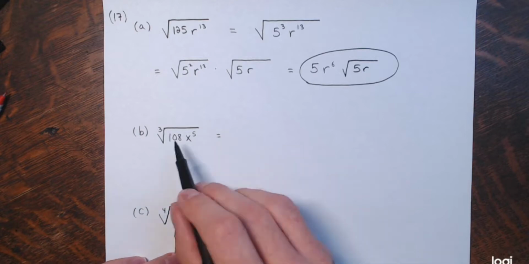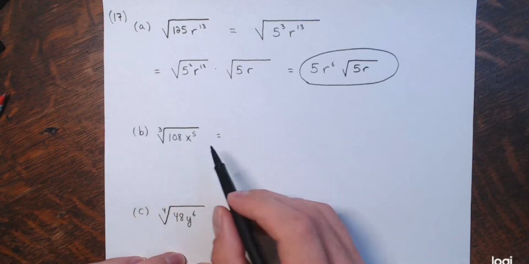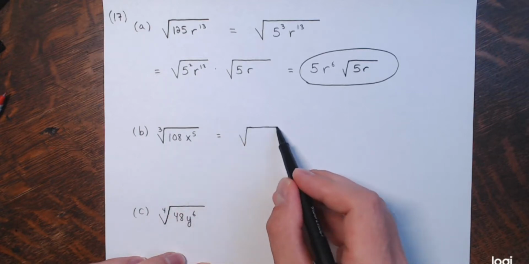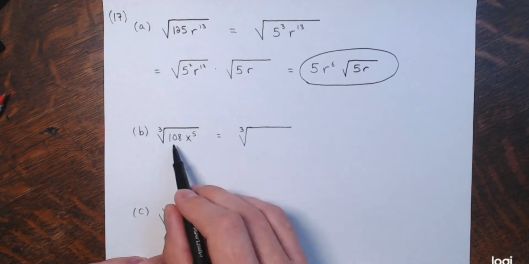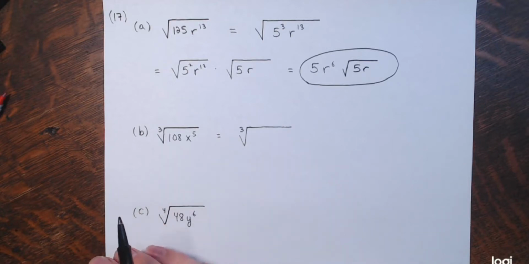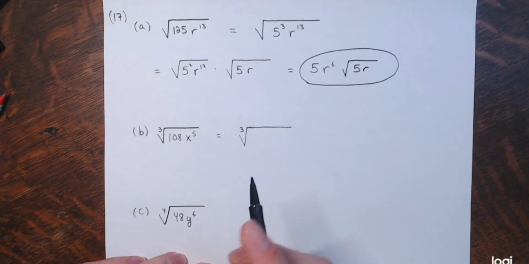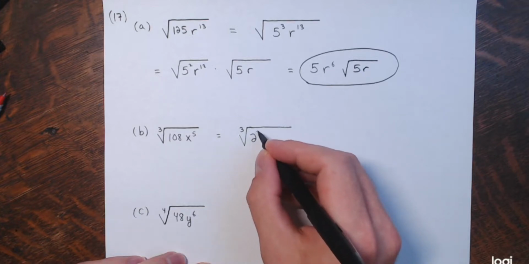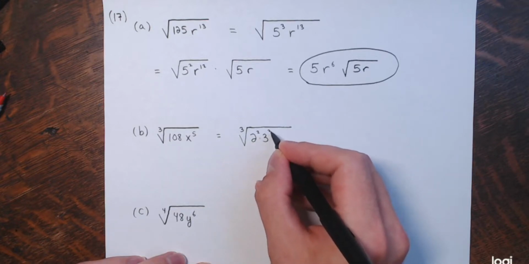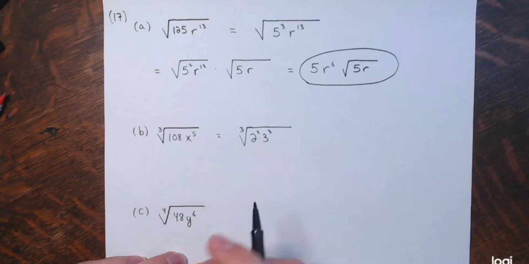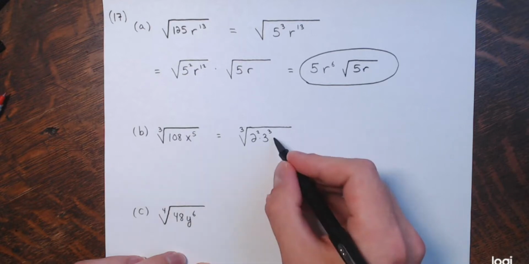We have the cube root of 108 x to the 5th. So just like the others, breaking the radicand up first, factoring it. Now 108, that's 2 times 54. 54 is 2 times 27. So it's 2 squared times 3 cubed. Right, 4 times 27, yeah, that would be 108. And then you have times x to the 5th, right?